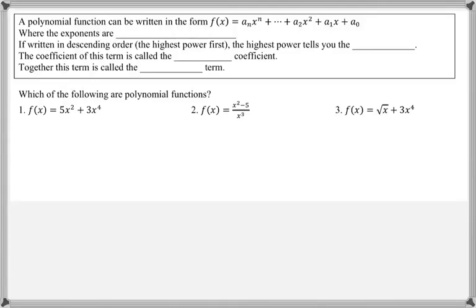This section is talking about polynomials. So a polynomial function can be written in this form, and this is where the exponents are non-negative integers.